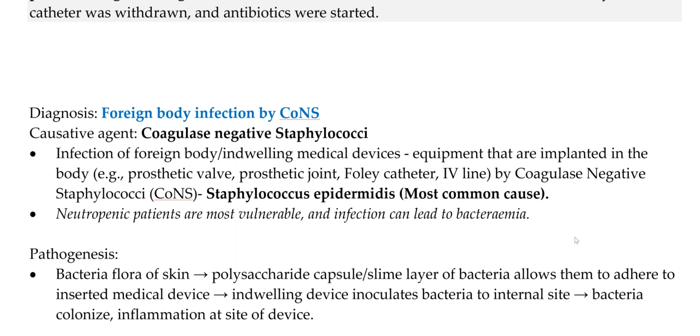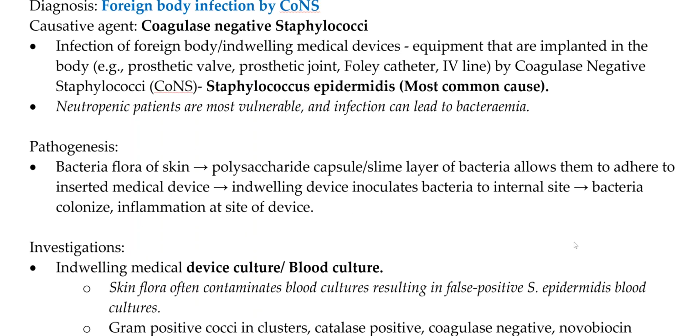So, what is the pathogenesis? Bacterial flora of the skin, which is basically staphylococci, have a polysaccharide capsule or slime layer which allows them to adhere to these medical devices. And these indwelling medical devices inoculate bacteria into an internal site. And then bacteria colonize and cause inflammation at the device site.